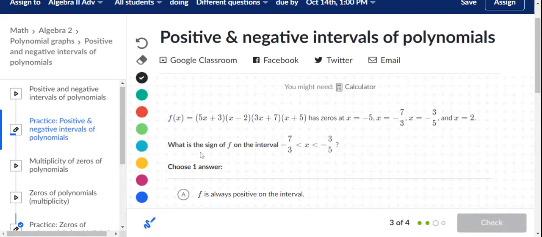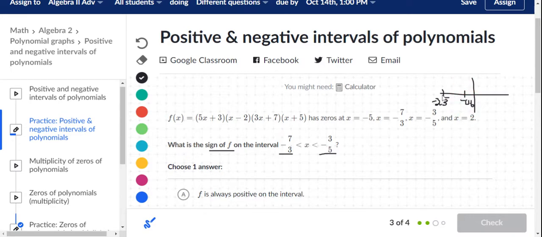All right, so the question is, what's the sign of f in between here and here? That's very confusing, isn't it? So here's what they're asking: in between -7/3, it's weird that the fraction line isn't there. But anyway, -7/3 is over here. That's -2.3 repeating as a decimal. And -3/5, which would be -0.6 exactly.